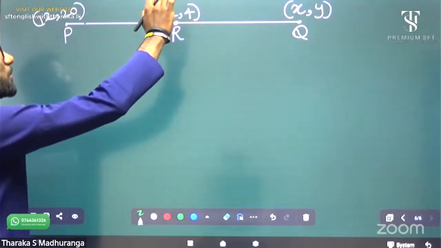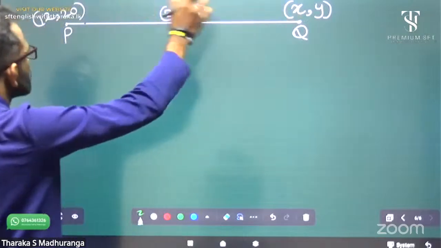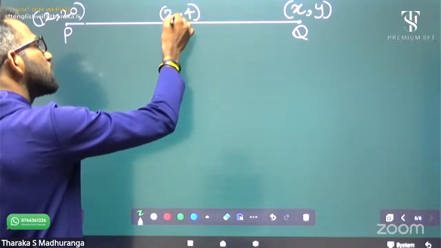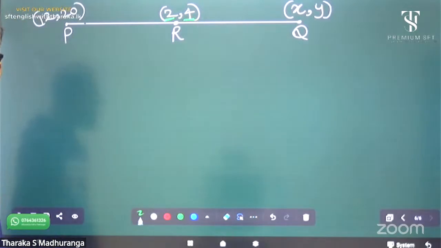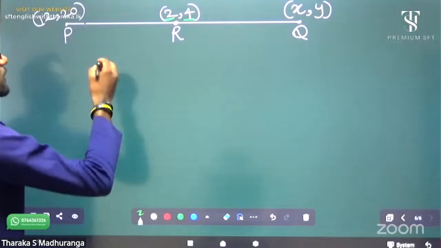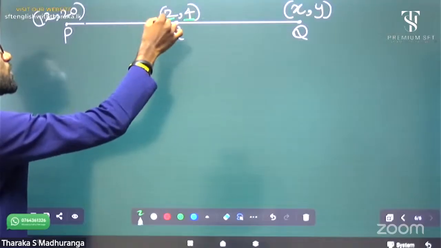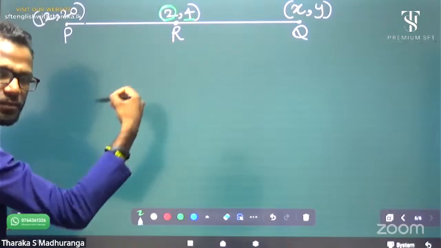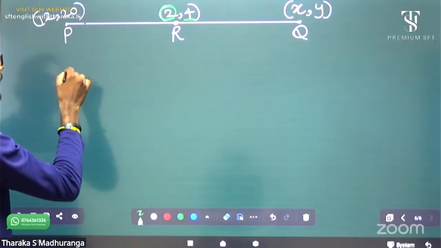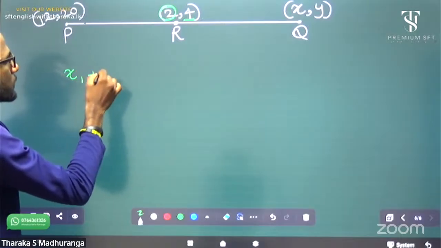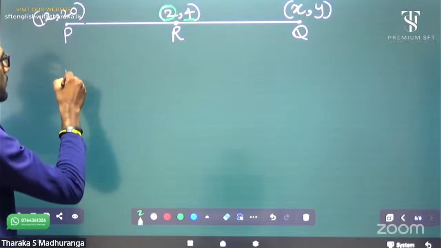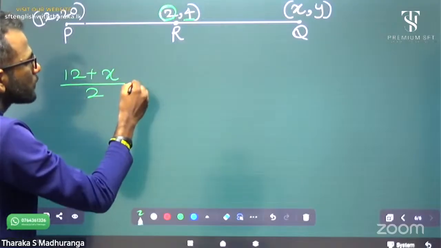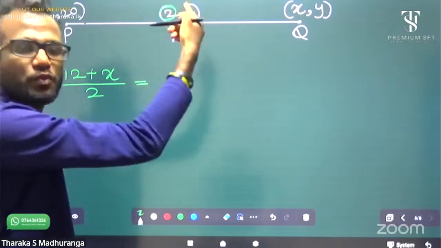Okay, now if you got the midpoint of P and Q straight line, the x coordinate of the midpoint is 2, right? The y coordinate of the midpoint is 4. How do we get the x coordinate of the midpoint? x1 plus x2 divided by 2. x1 plus x2 means 12 plus x. I don't know what the x value is. Divided by 2, the answer will be 2.